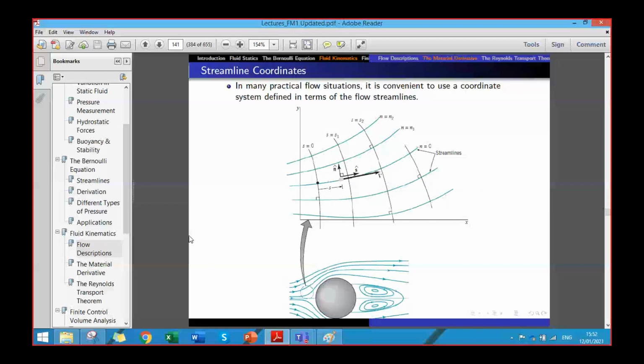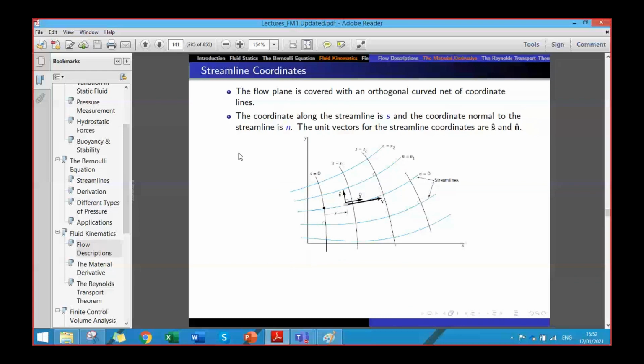Okay, so you are familiar with the streamline coordinates. The streamline coordinates are basically two coordinates: the coordinate along the streamline is called the s coordinate, and the other coordinate is called n, normal to the streamline, as shown in this figure. So the flow plane is covered with orthogonal coordinates. We define a coordinate along each streamline, so for each streamline there is an s coordinate, and then we have the normal coordinate. At any point, the s and n directions are perpendicular, but the lines of constant s or constant n are not necessarily straight, because the streamlines are mostly curved.